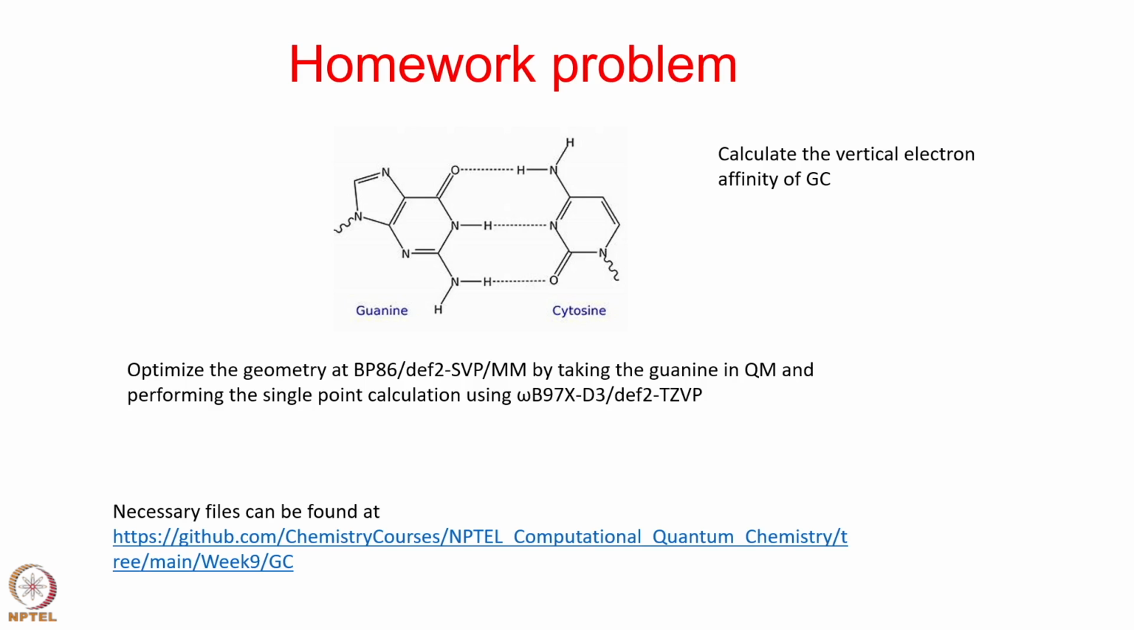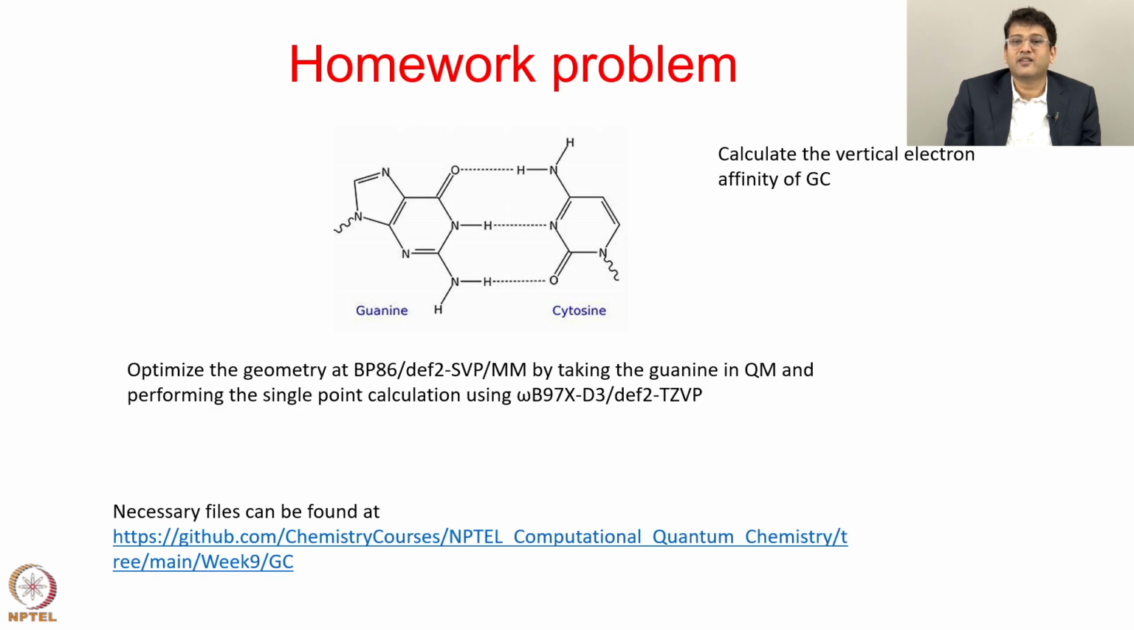Okay, so the other homework problem using the additive coupling will be to calculate the vertical electron affinity of GC. So, optimize the geometry at BP86/def2-SVP, taking guanine as the QM region, and perform the single point calculation. Now, this time in a different basis. There is a reason why I calculated in a different basis, but you should do the single point calculation in the omega B97X-D3/def2-TZVP.